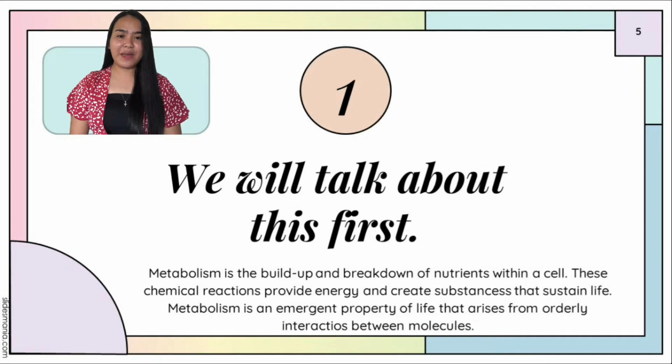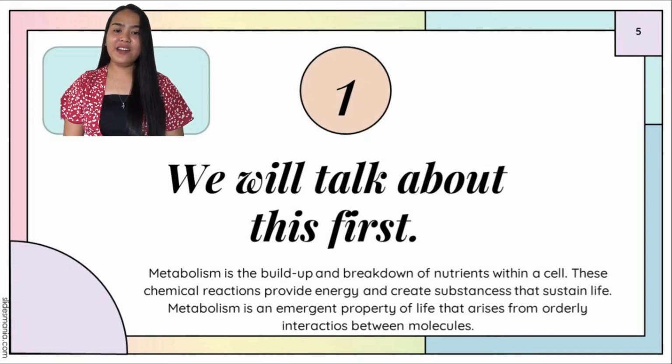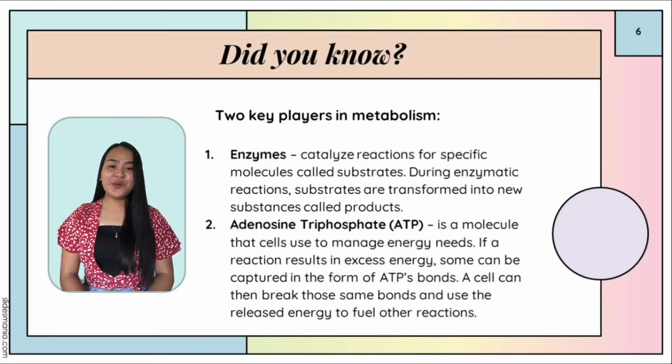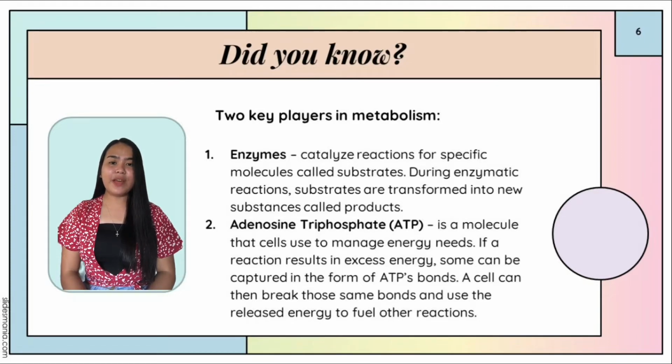Metabolism is the build-up and breakdown of nutrients within a cell. These chemical reactions provide energy and create substances that sustain life. The two key players in metabolism are: first, enzymes. It catalyzes reactions for specific molecules called substrates. Second is adenosine triphosphate, or ATP. It is a molecule that cells use to manage energy needs. If a reaction results in excess energy, some can be captured in the form of ATP's bonds.